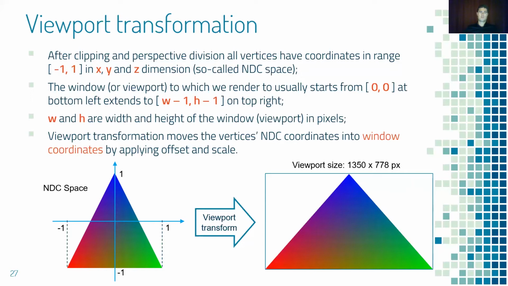Look at the bottom left of the slide. We have a full-screen triangle in the NDC space that spans from -1 to 1 in the X and Y dimensions. The Z dimension is ignored there. However, the viewport or screen is not square, it's actually a rectangle. The width is 1350 pixels and the height is 778 pixels. So what viewport transformation will do is scale and offset this triangle so that it's also full screen in the viewport. That's basically what viewport transformation does.